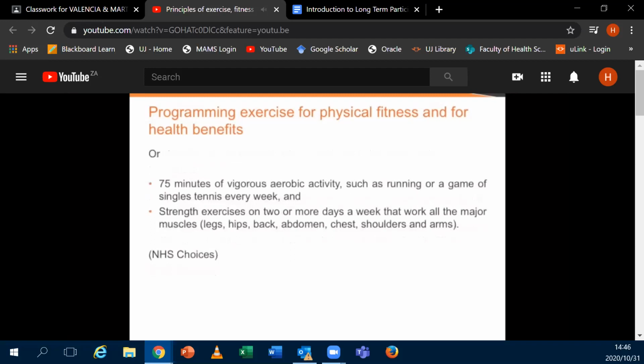Or 75 minutes of vigorous aerobic activity, such as running or a game of singles tennis every week, and strength exercises on 2 or more days a week.